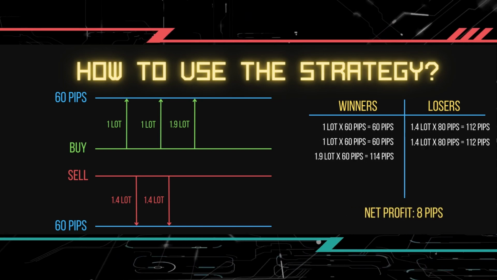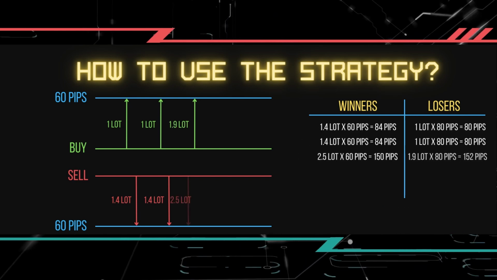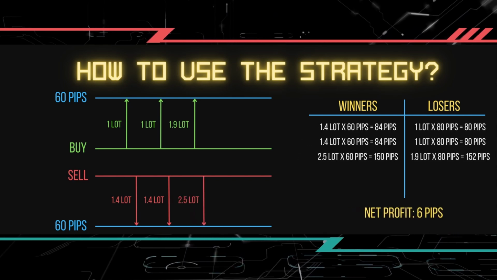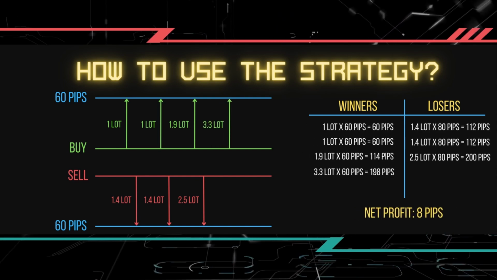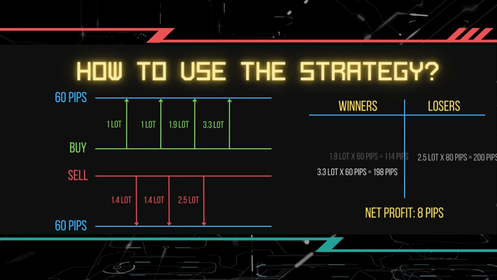We will continue the buy and sell entry whenever the price reaches the entry point of the trade and we will increase the lot size by multiplying the previous lot size with 1.33. This strategy will continue until we get a winner.